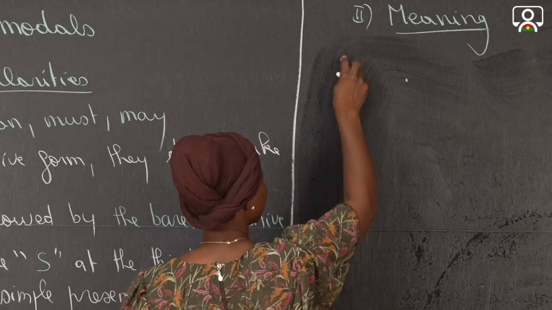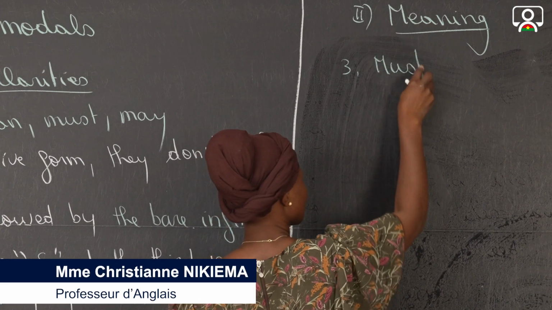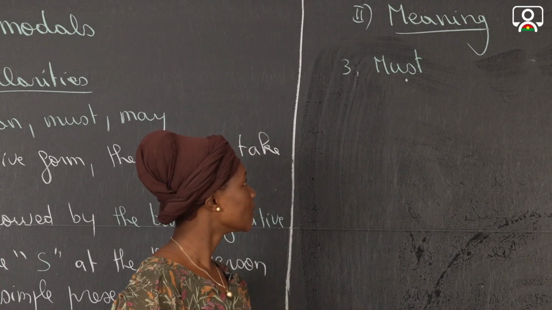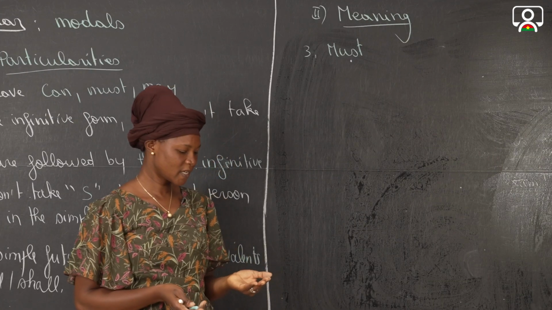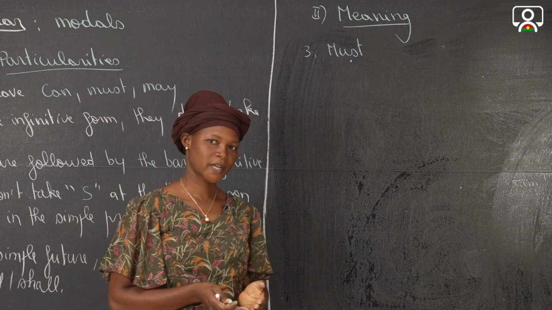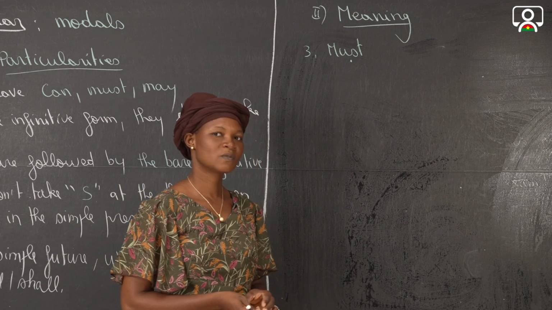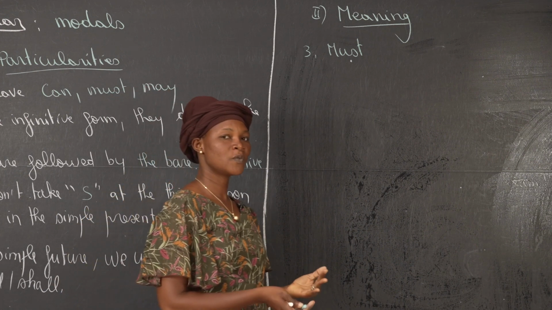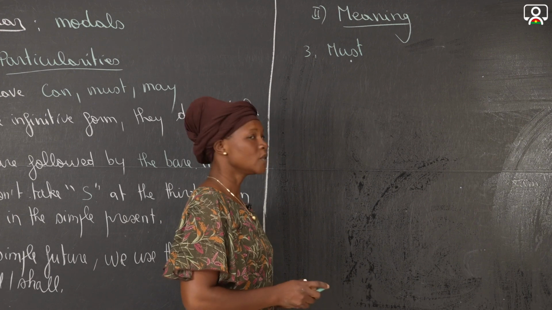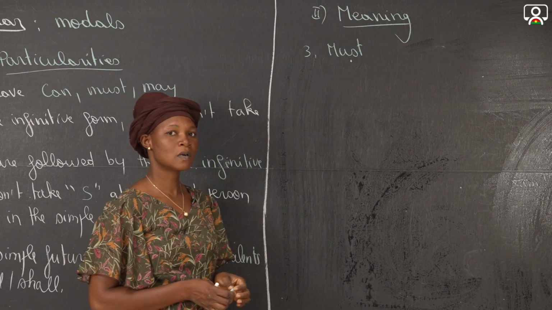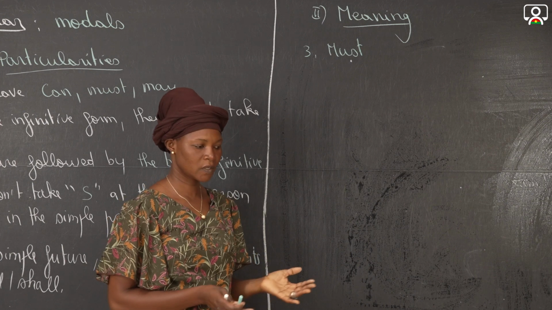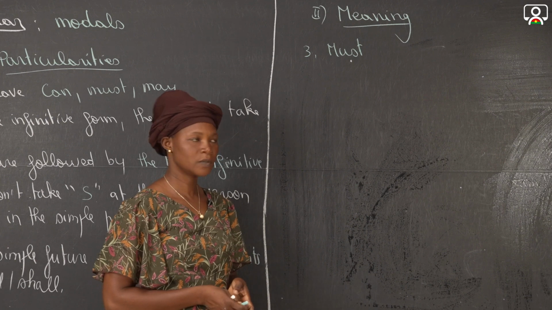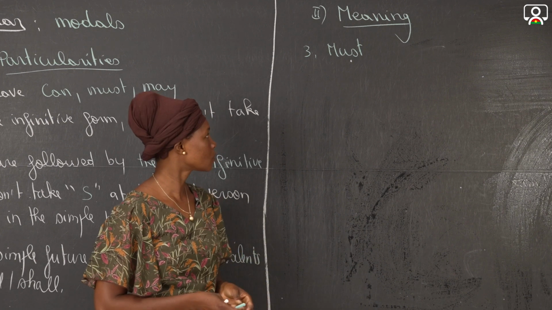Okay, so number 3, you are going to see must. It is the third modal that we are going to see here. Must is translated into French by devoir. We can also use falloir to translate this verb. Now, in English, when do we use must? We use must first to express an obligation or a duty. A duty means un devoir. So, something that is obligatory for you, you are going to use must to express it.